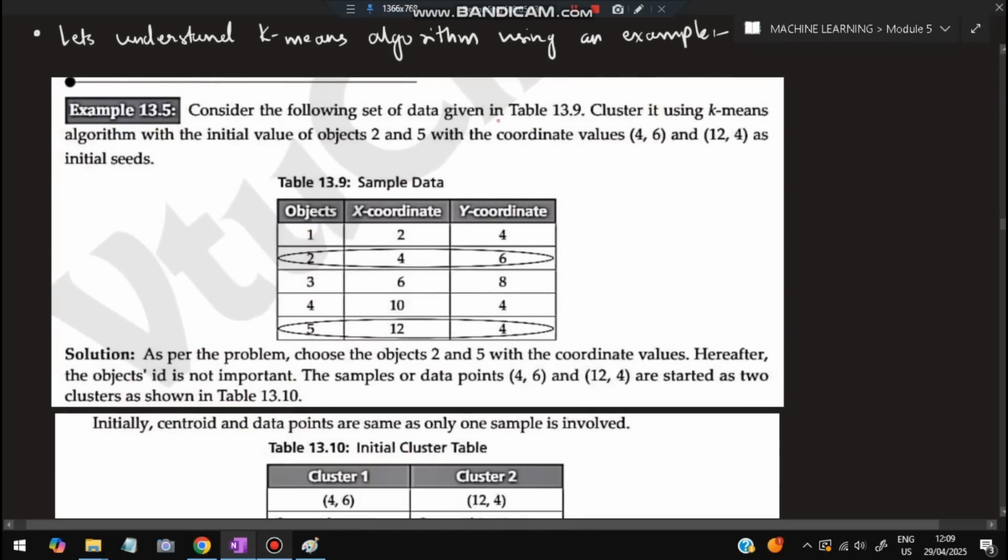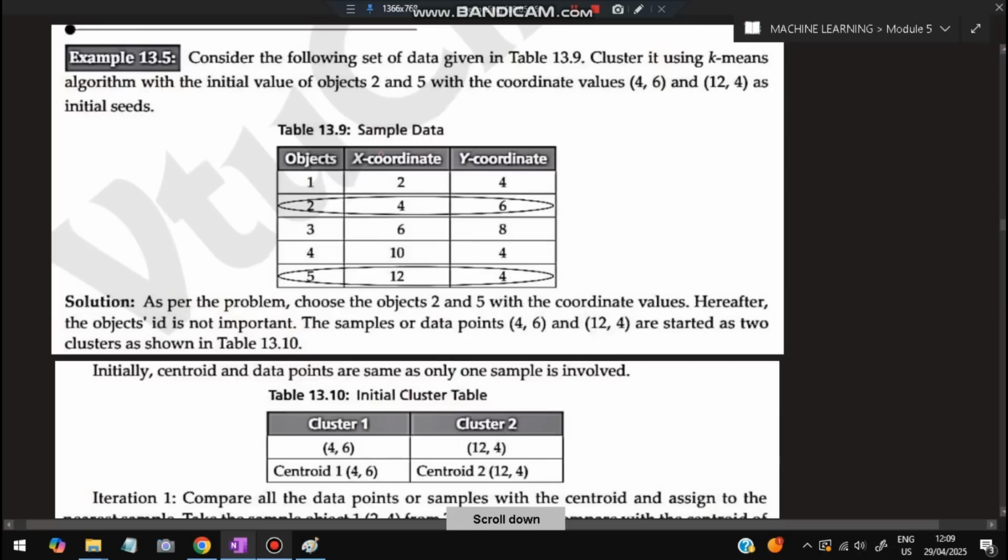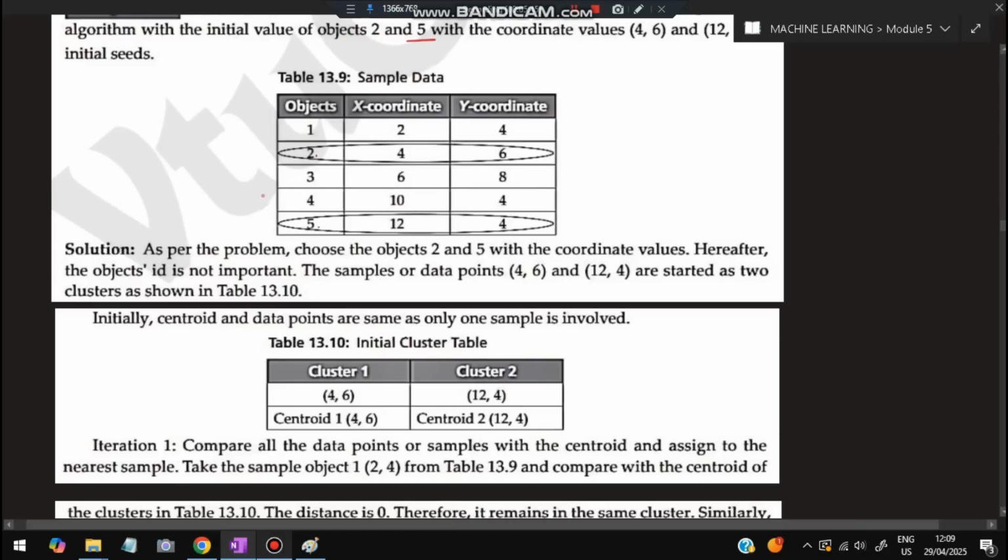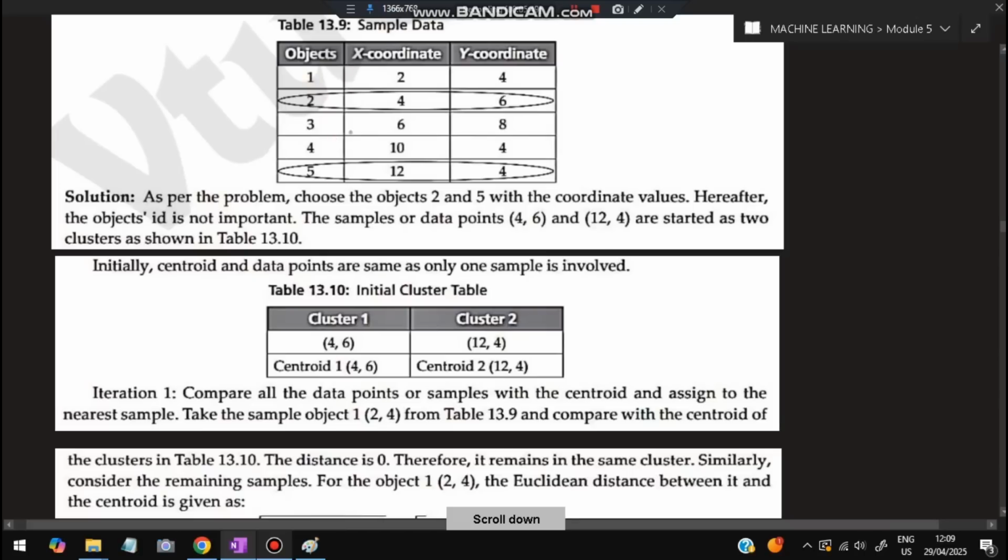Okay, now see, consider the following data set. Here the sample data is given: x coordinate, y coordinate, and objects are given. And in the question they have specified object 2 and 5 to be taken. Okay, now we'll take the object 2 and 5, and here what's the case? The object 2 and 5 will form one cluster each. Okay, so 12 and 4 will be the cluster's x coordinate, and 6 and 4 will be the cluster's y coordinate. Okay, now we'll have to find out the centroid.